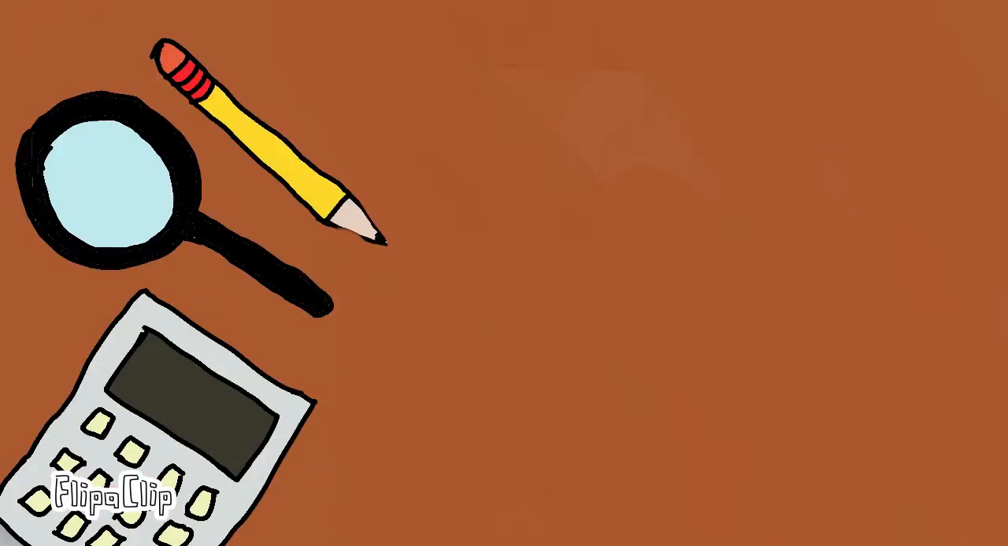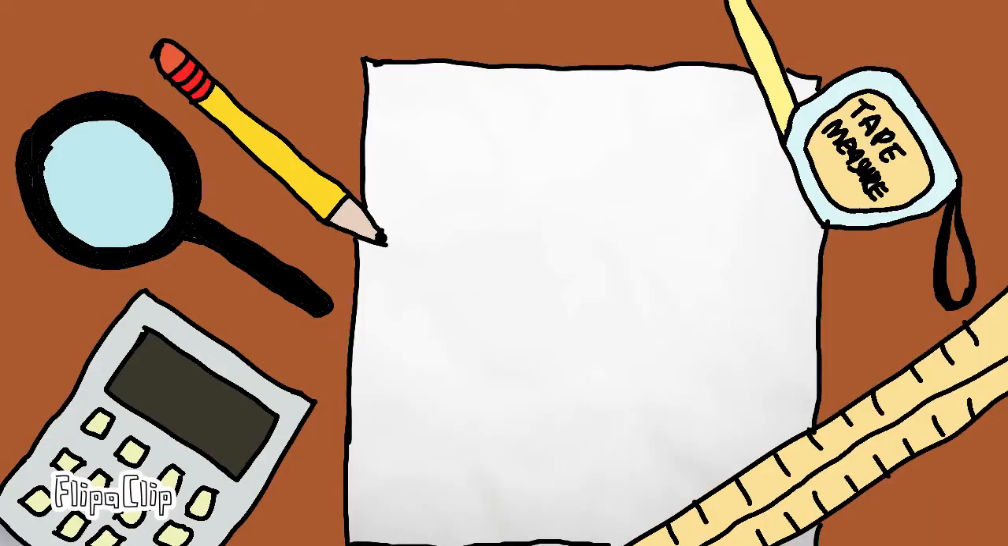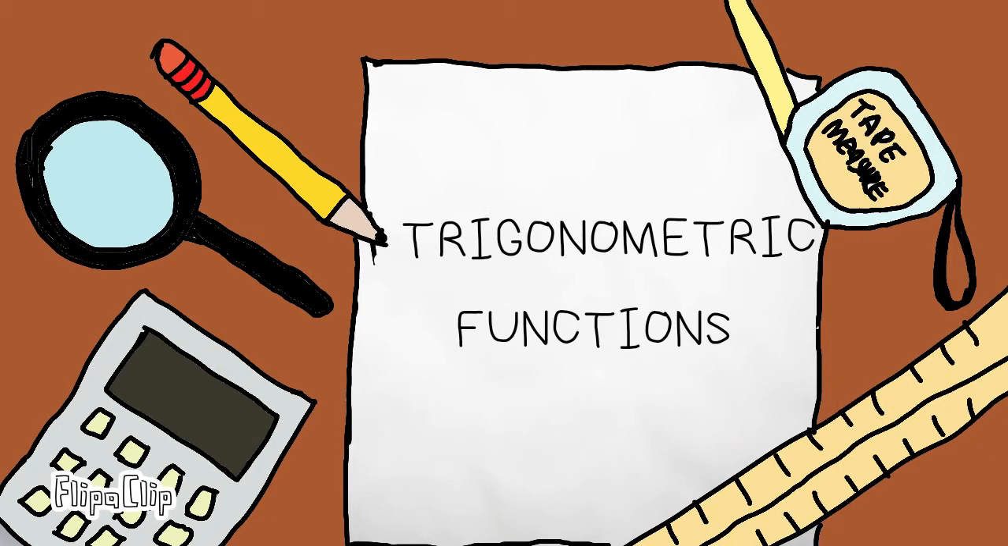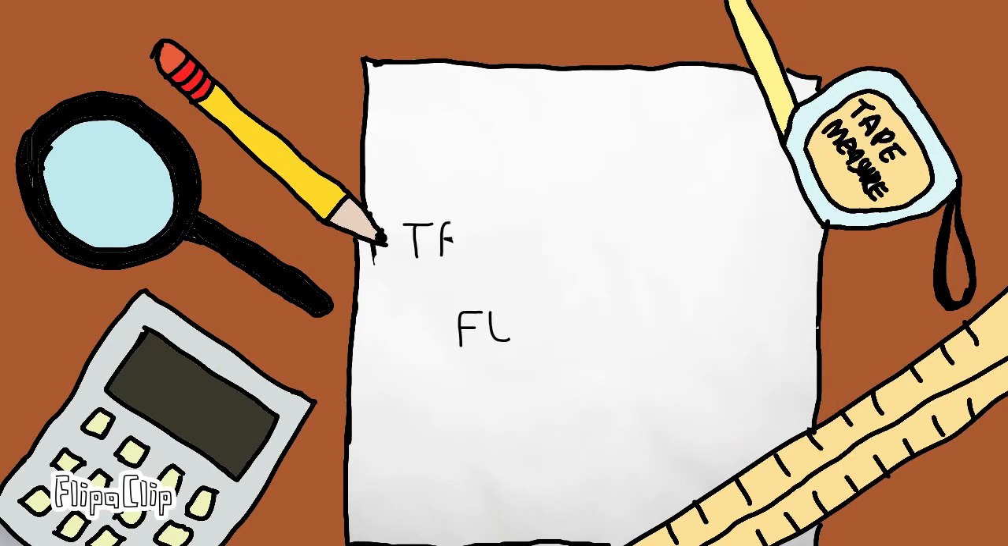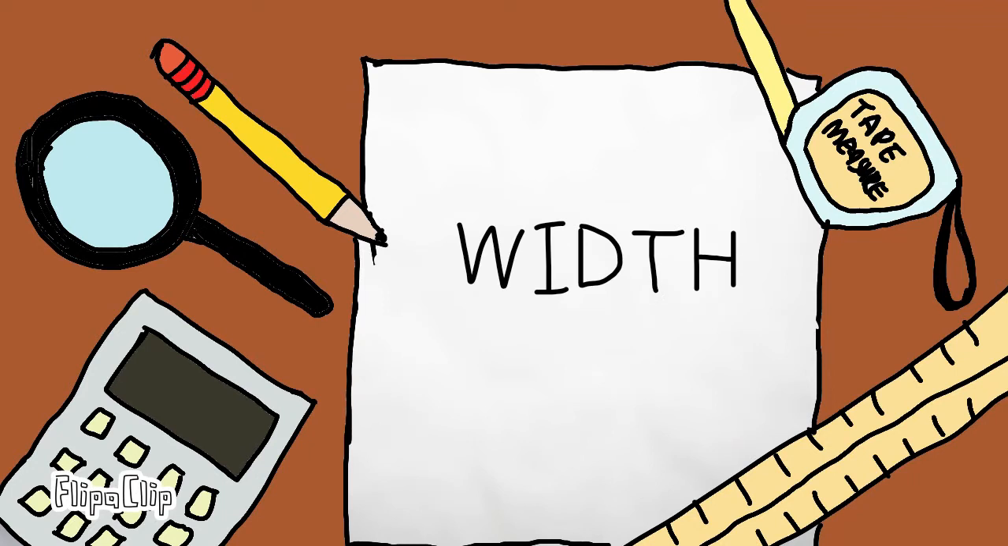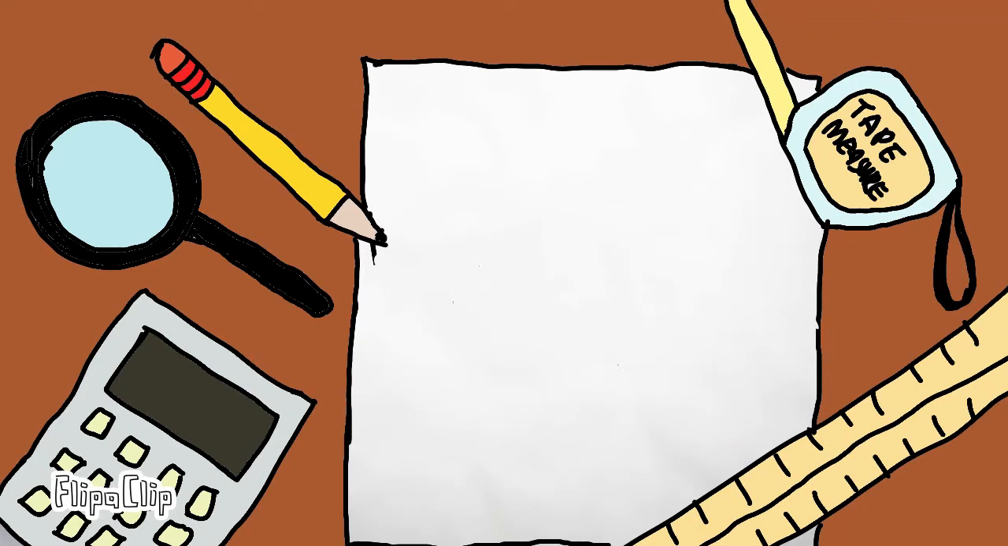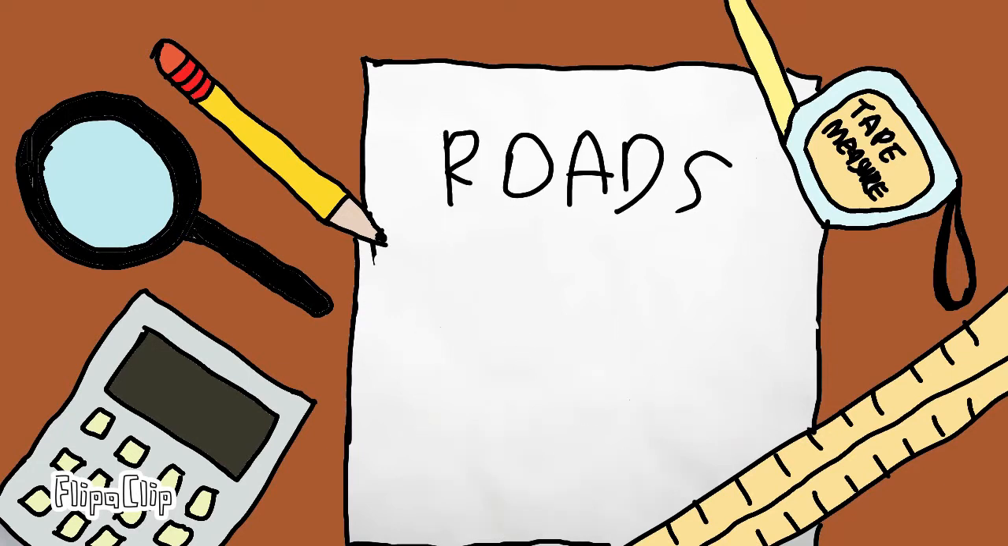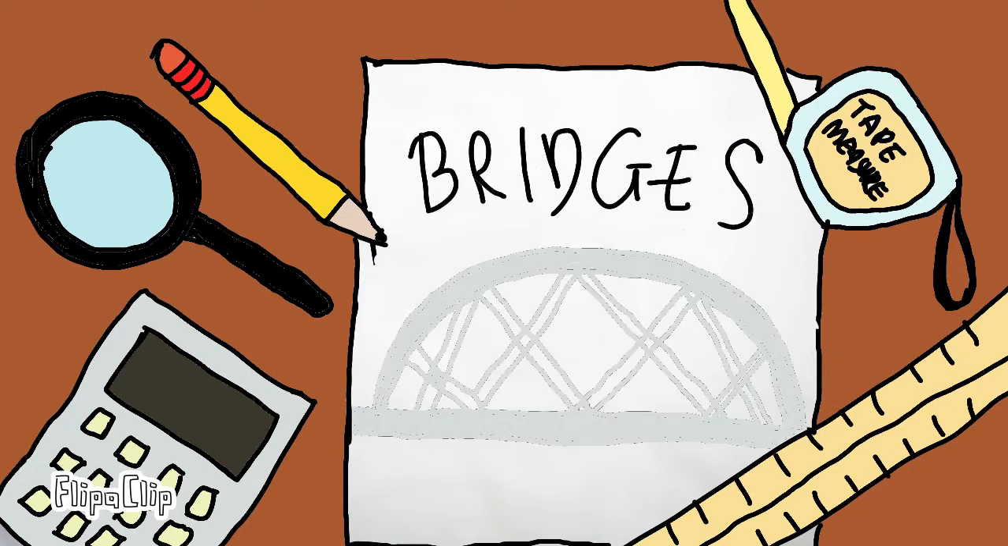Let's move on to the last function used by civil engineers, which is trigonometry. Trigonometry is used in calculating dimensions such as height, width, and angles. It is also used in building scale models and the actual buildings, or roads, or bridges.